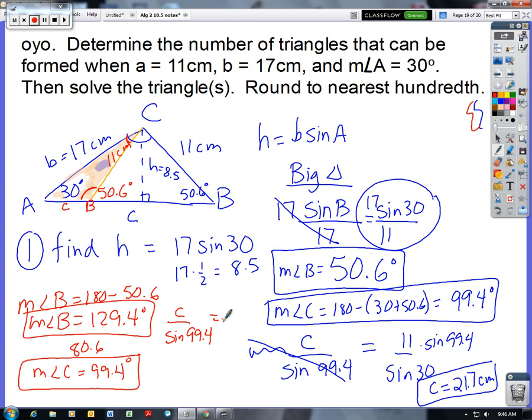And then we need to use the 17 again, over the sine of the angle opposite 17, which is this angle here, which we found to be angle B, which is 129.4 degrees. And then we're going to multiply both sides by the sine of 99.4 and multiply all that out. I'll do that on my calculator, and you can follow along on yours. It's going to be 17 sine of 99.4, enter, divided by the sine of 129.4, enter. And I get 21.7, and that's just not making sense.